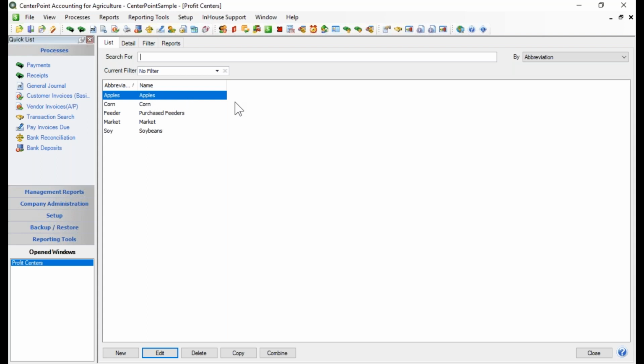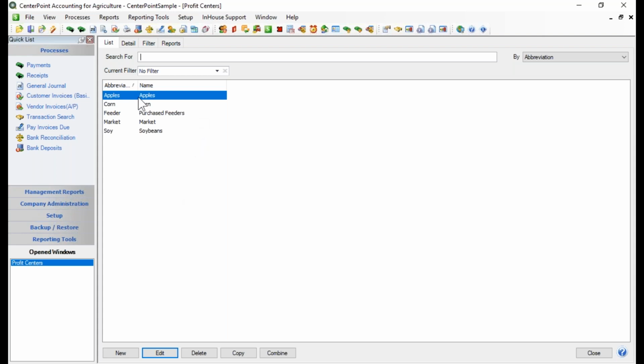My company raises apples, they have corn, and they actually have two companies in the same database. One is an orchard and it has apples and it has a market. The other is a farm and it has corn, soybeans so far, and it also has some feeder cattle. We also raise wheat, and wheat is the profit center that I need to go ahead and add.